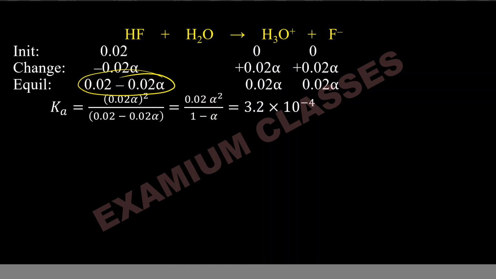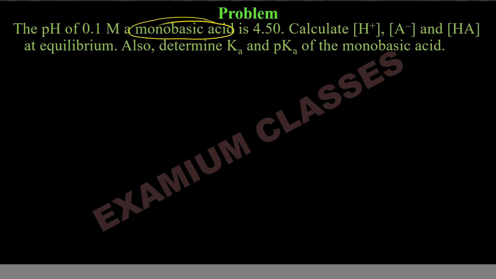Next question. The pH of 0.1 M monobasic acid is 4.50. If it is a monobasic acid, you know only 1 mole of hydronium ions will be produced. Calculate the hydrogen ion concentration, the anion concentration and the HA concentration at equilibrium. Also determine Ka and pKa of the monobasic acid.